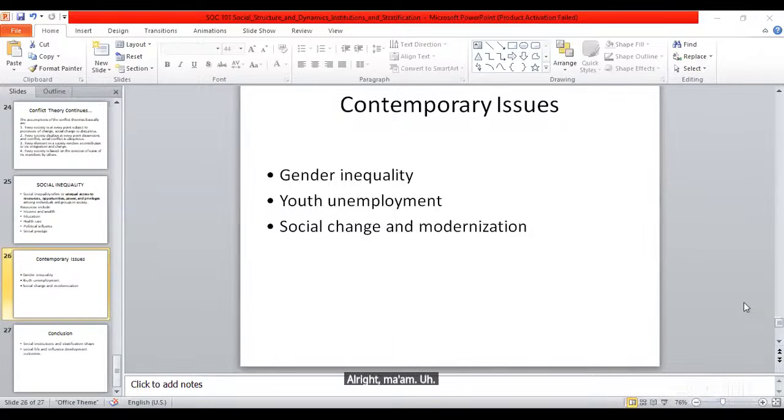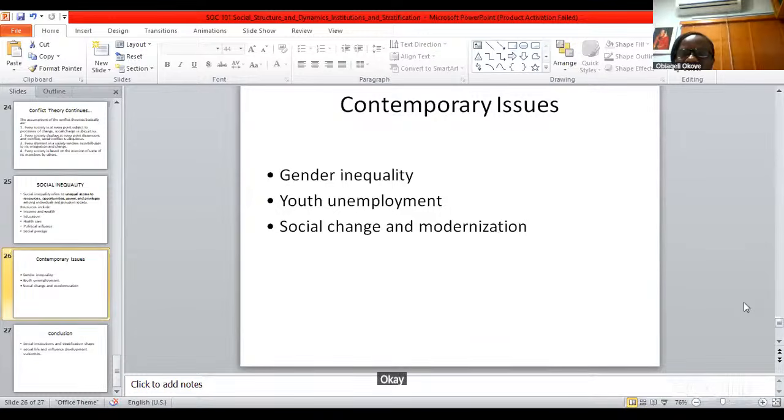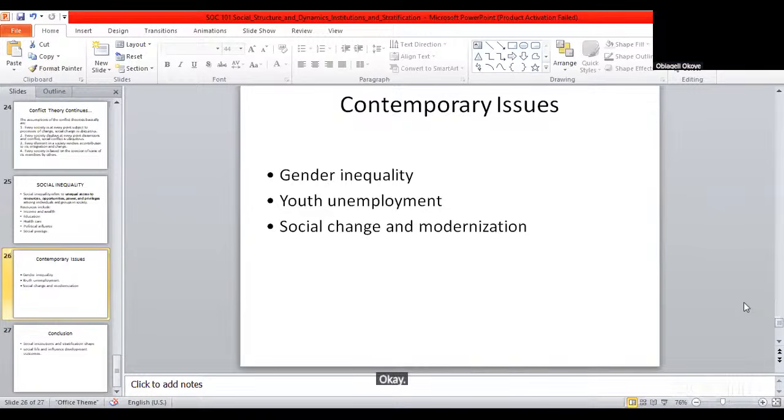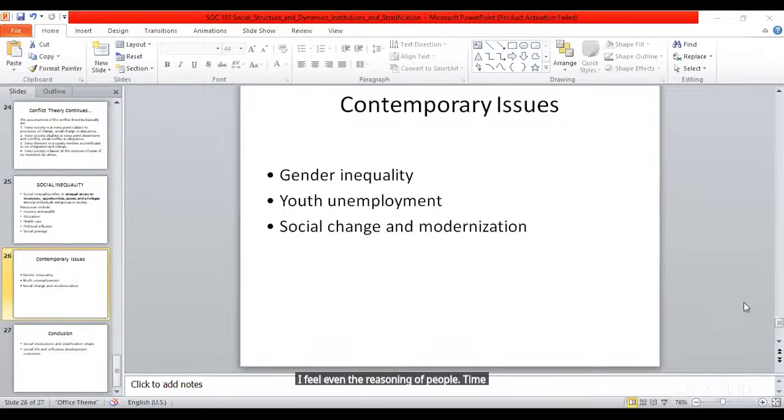So social change and modernization have an impact on social stratification in the sense that as societies advance, with the impact of technological advancement, there is bound to be stratification in the society. Okay, as a result of what and what? What are the changes that take place? For me, technological advancements and, I feel, even the reasoning of people increases as time goes on.